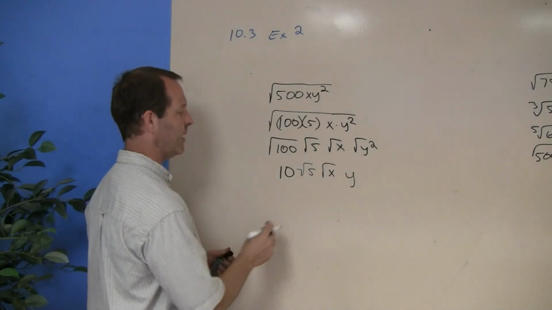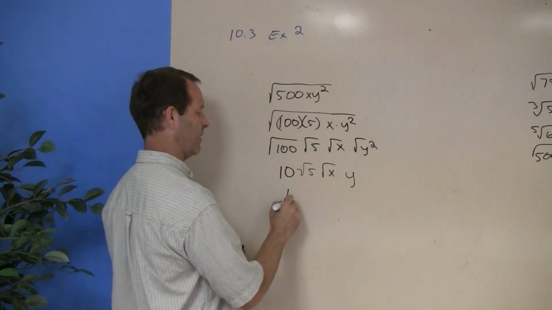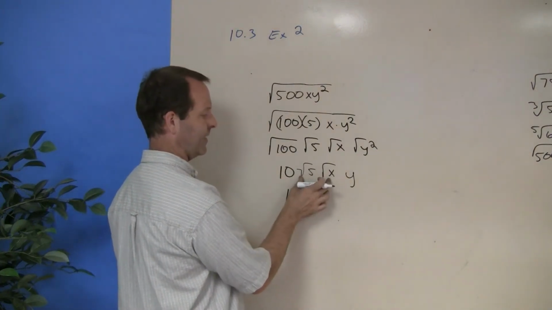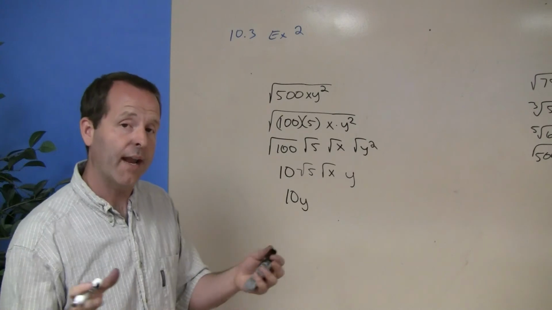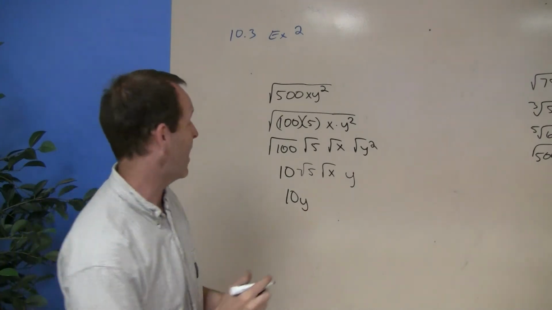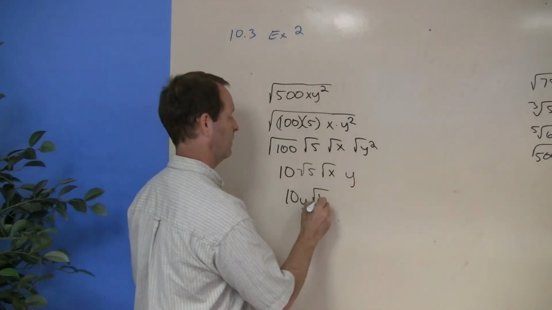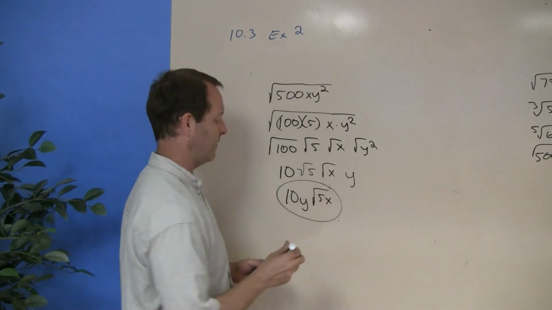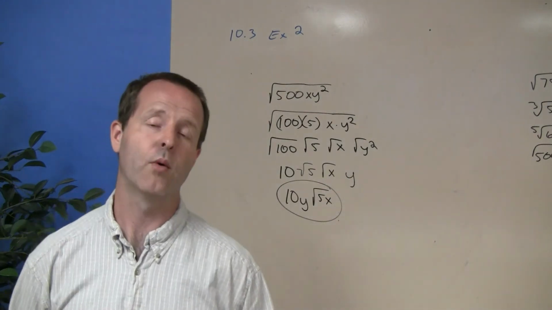Let's clean it up a little bit. Let's get the non-radicals out front. So I have a 10, y, and since these have the same index, I can also group them together underneath the same radical too. So I have 10y square root 5x.